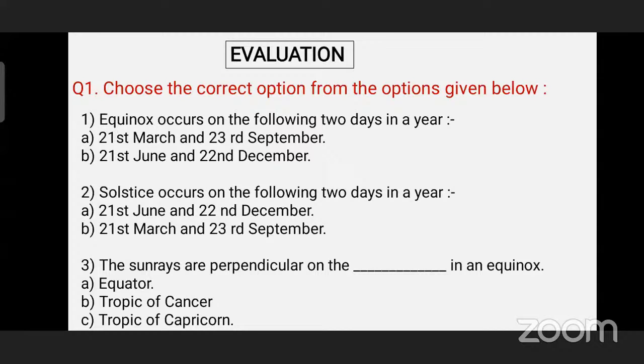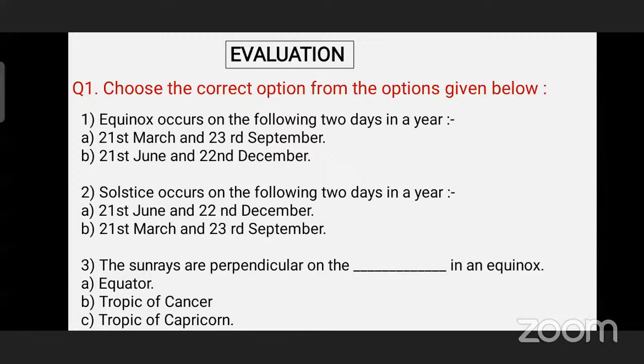So the first question is, equinox occurs on the following 2 days in a year. A, 21st March and 23rd September, and B, 21st June and 22nd December. So which is the correct answer, students? A or B? B, 21st June and 22nd December? Yes, that is wrong. Those are solstice days. The first one is right. 21st March and 23rd September is the right answer.